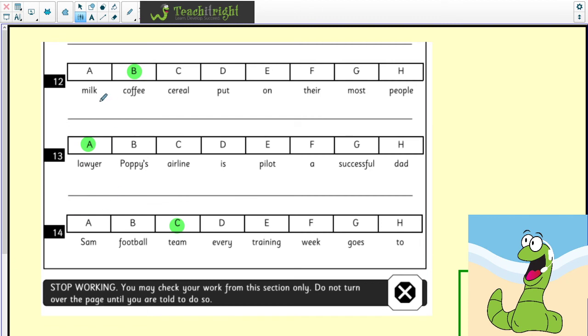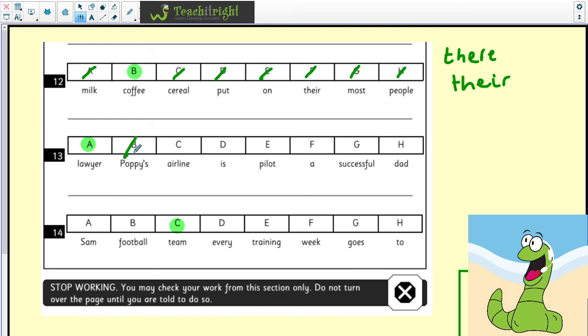Question 12. Look at the next one. We've got most people. So milk, coffee, cereal put on there, most people. So we know most people put milk on their cereal. So most people put milk on their cereal. Sometimes it is interesting looking at the homophones that you've got there. So we've got there as in over there, and then of course we've got there as in possessive. It is worth looking out for those type of words.